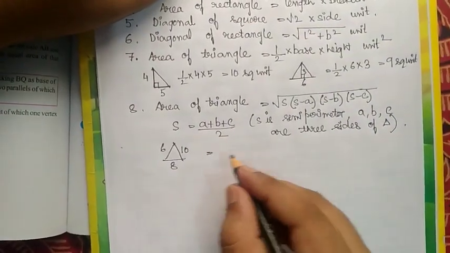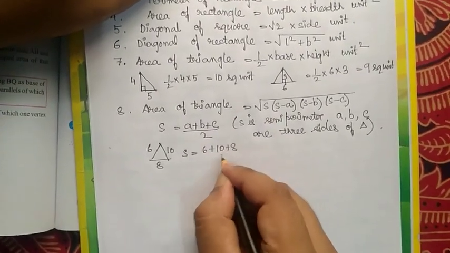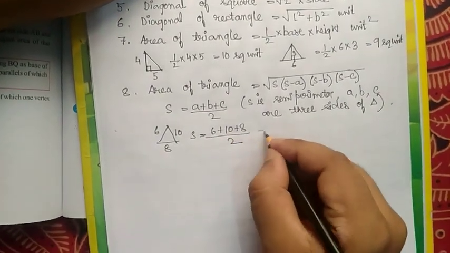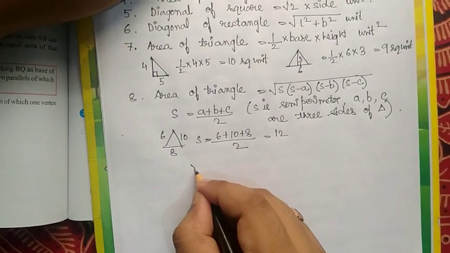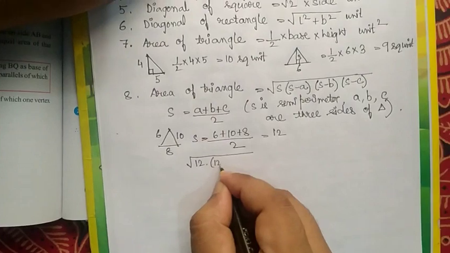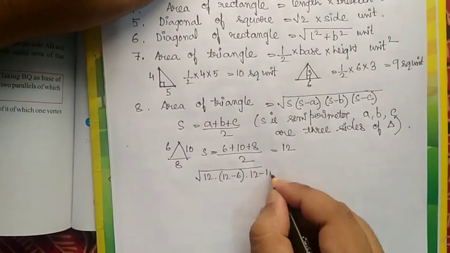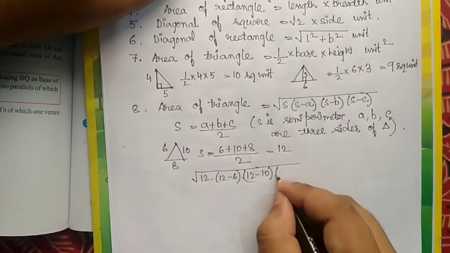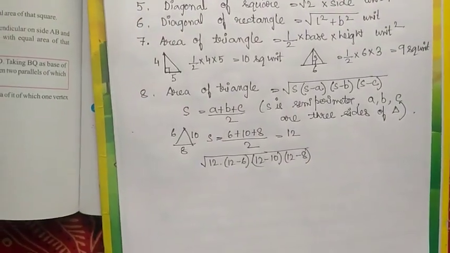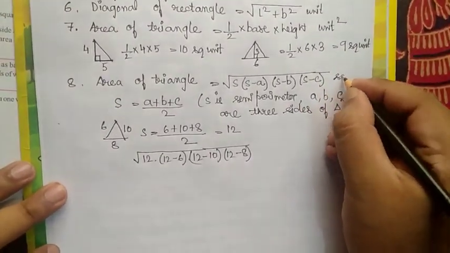First of all we have to find s equal to 6 plus 10 plus 8 by 2. It means 24 by 2, 12. So therefore the area should be 12 into 12 minus a means 6, 12 minus b means 10, 12 minus c means 8. After subtracting those values, we have to find the square root. So the square root should be the answer and its unit should be square unit.